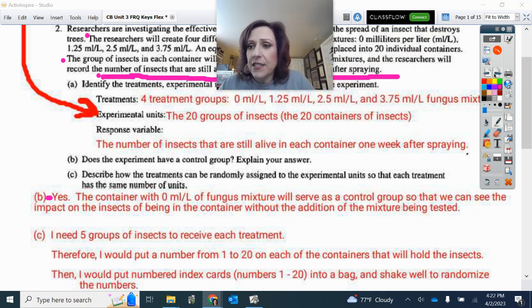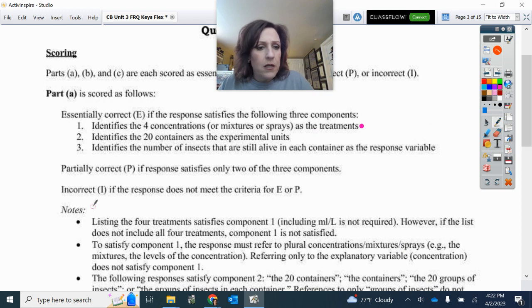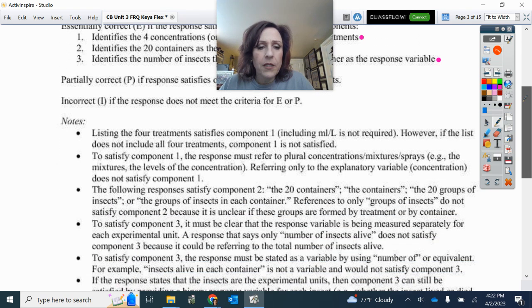Now, let's go look at the grading guidelines for that. If you got all three of those components correct, you get an E. If you only got two of those three in that first part, you got a P. I probably would have, because I probably would have said my experimental units were just the insects. But anyway, we'll move on from there.